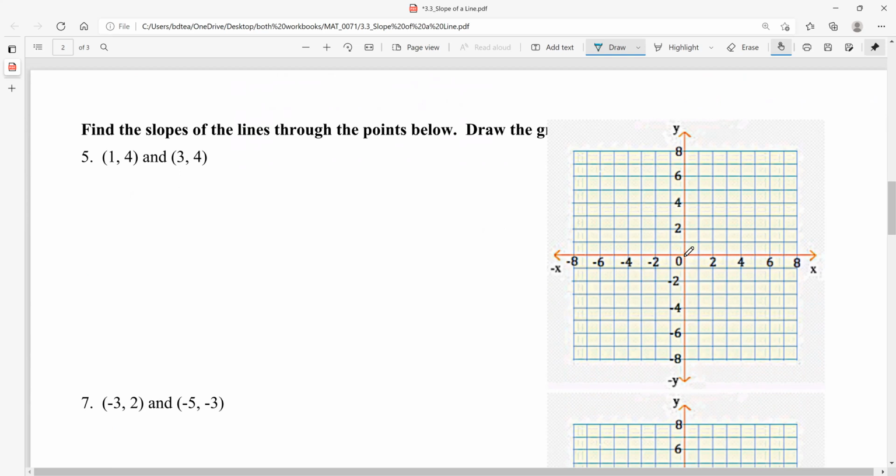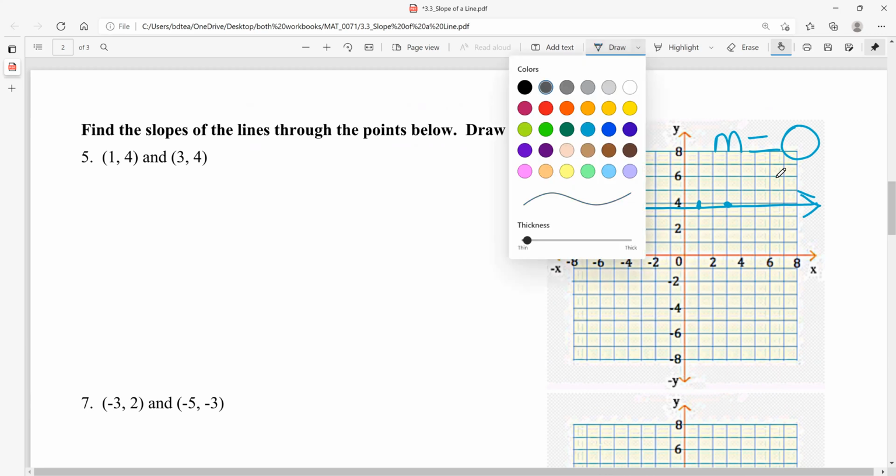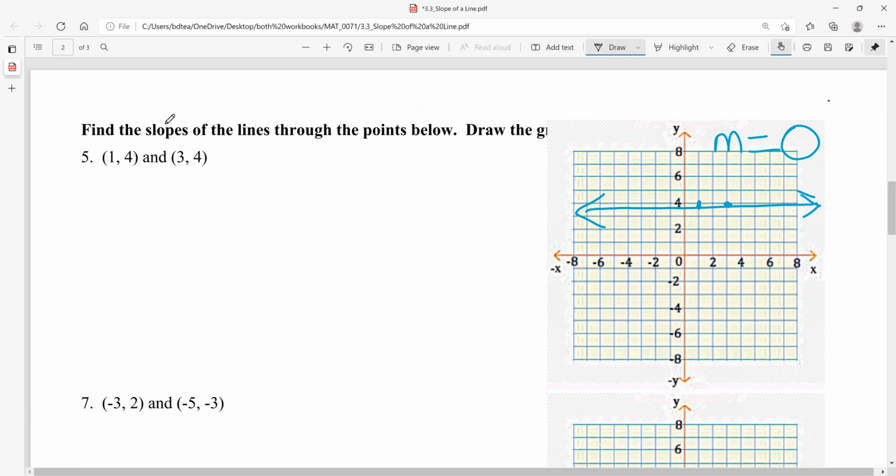This is 1, 4. Go over 1 and then up 4, because the points are not going to change. So that's 1, 4. And then this is 3, 4. So if you go to the right 3 and go up 4, check it out. So we have plotted this point. And can you see that this is a horizontal line? So we already know what the slope is. The slope of a horizontal line is 0. So when we go through the slope algebraically, it should be 0 for confirmation. So we're drawing the graph, and now we're going to do the algebra of it for confirmation.